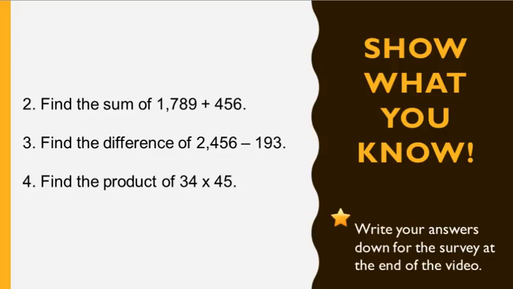All right. Well, here are your last 3 show what you know. I would like you to find the sum, if you remember what that means, find the difference, and find the product. Now we're going to be working on finding the quotient of things in our next video, all about division. So for now we're just going to practice adding, subtracting, and multiplying, and you may use whatever multiplying method you would like. Just make sure you get it correct. Okay, and then definitely write down your answer for number 2, number 3, number 4 for the survey at the end. Go ahead and press pause and press play when you're done.